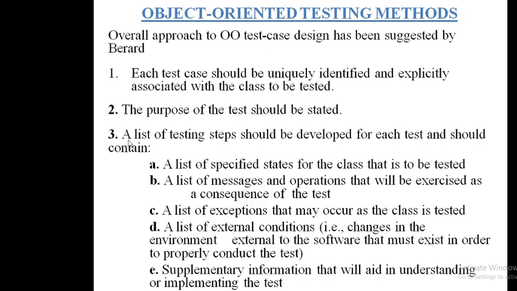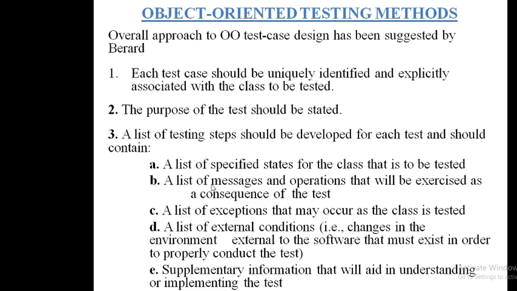Then the third one is we want to list the testing steps that should be developed for each test and should be contained. So in each test development, what are the steps it must contain? We want to list that out. In that we have 5 points. The first one is a list of specified states for the class that is to be tested. What are the states for a class? We want to specify those states and test those states. That is the first one.